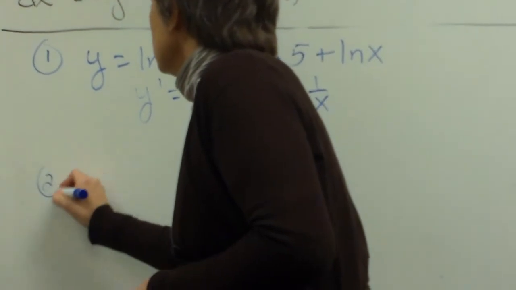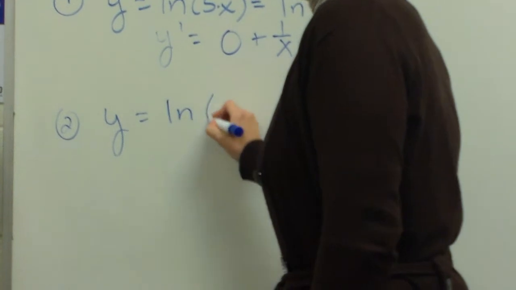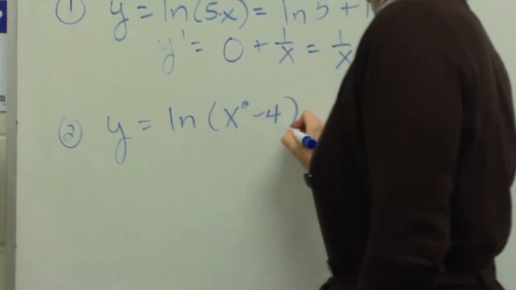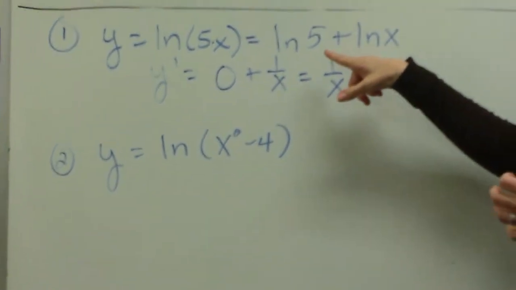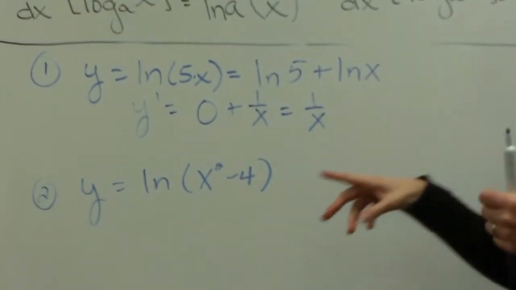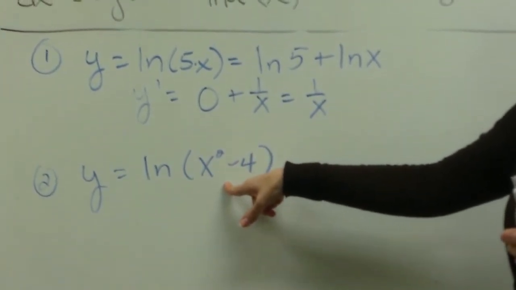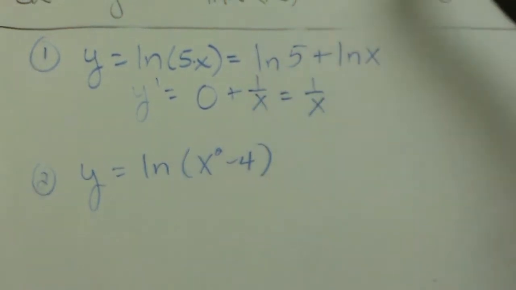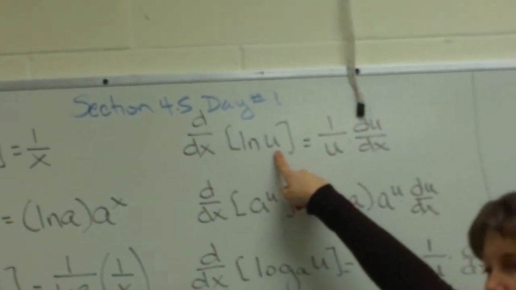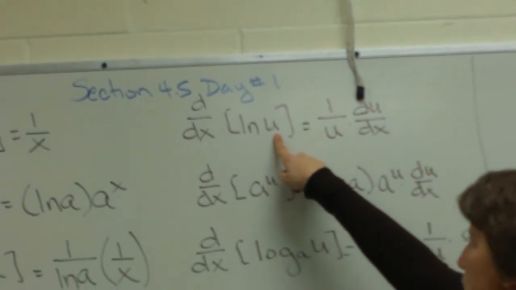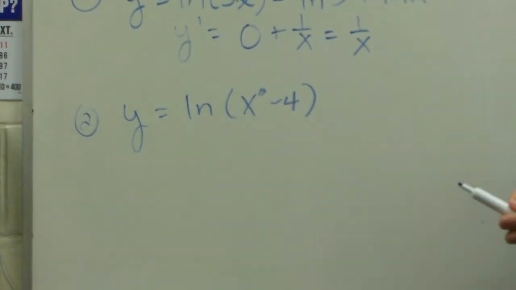The second problem is like it, except that it's the ln of the difference. So we can't rewrite it as 2 different logs. There's no property for the log of a difference. So we have to look at this problem like this. We're trying to take the derivative of the log of a function of x. And in this case, the function of x is x squared minus 4. So that's my u.